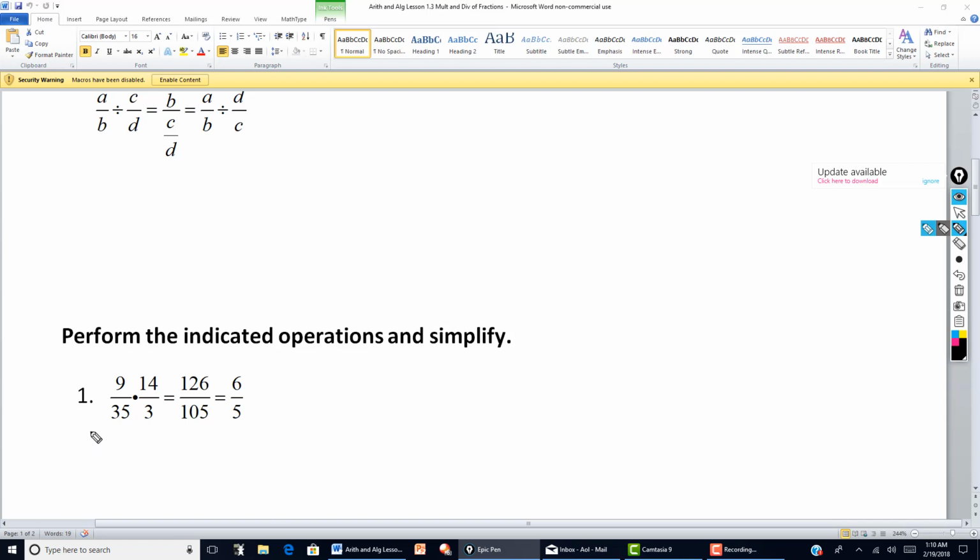So my suggestion then would be to multiply fractions: prime factor each numerator, prime factor each denominator, and then cancel the like factors. Okay, so for example, the 9 I would write in prime factors, either 3 squared or 3 times 3.